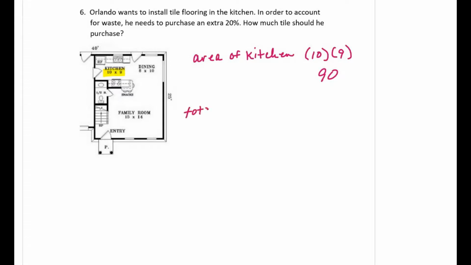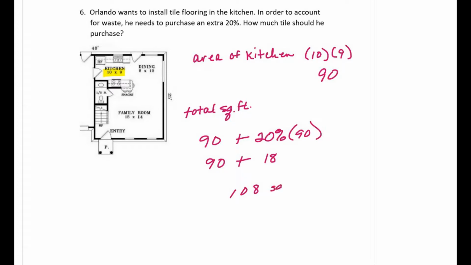In order to find the total square footage that I need, I take this 90 that I have for the area, and then I'm going to add an extra 20% of 90. So I have 90 for the area of the kitchen plus an extra 18 to account for waste. So I have 108 square feet of tile that I need to purchase.